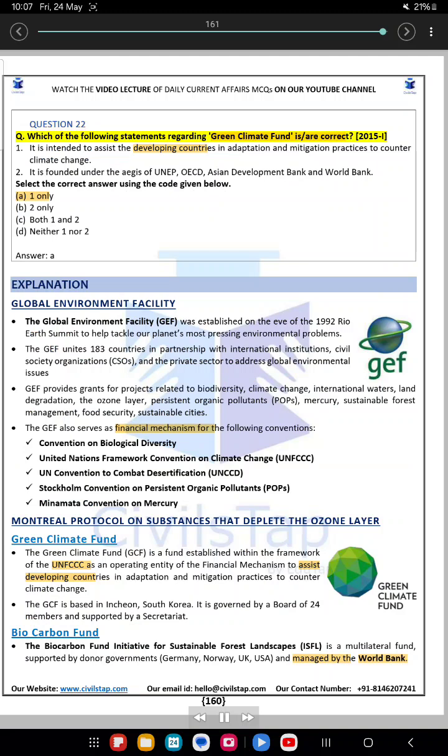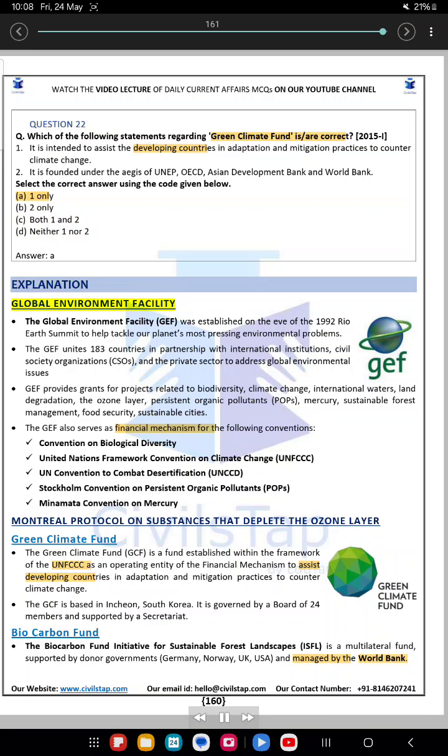Question 22. Which of the following statements regarding Green Climate Fund are correct? 2015 I. 1. It is intended to assist the developing countries in adaptation and mitigation practices to counter climate change. 2. It is founded under the aegis of UNEP, OECD, Asian Development Bank and World Bank. Select the correct answer using the code given below. A. 1 only. B. 2 only. C. Both 1 and 2. D. Neither 1 nor 2. Answer A.